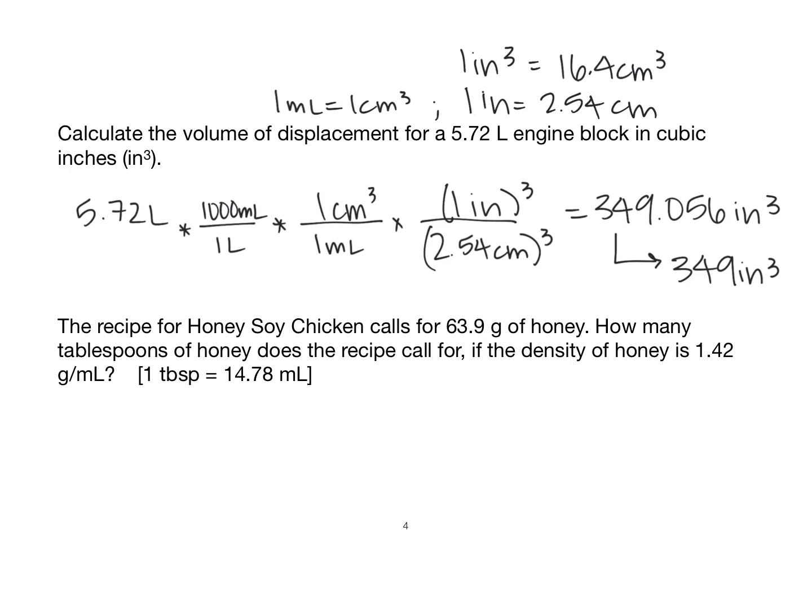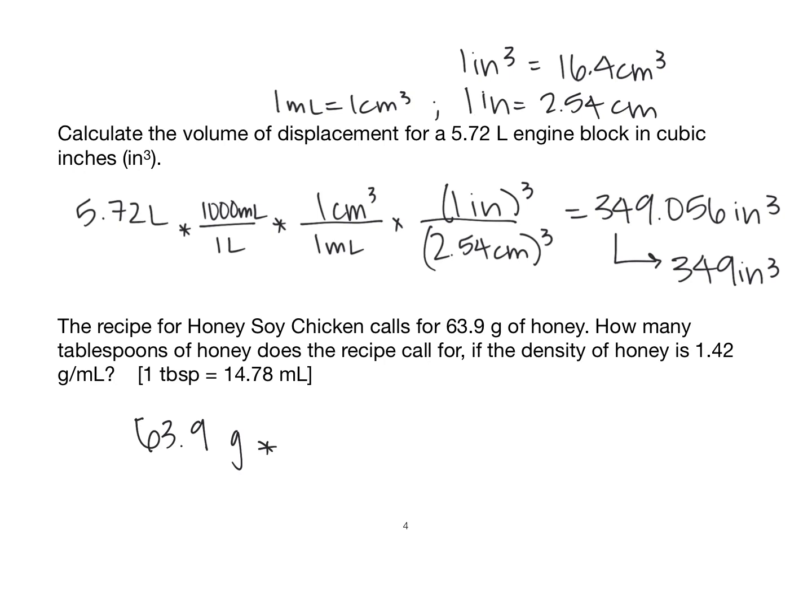The recipe for honey soy chicken that I like to make calls for 63.9 grams of honey. How many tablespoons of honey does the recipe call for if the density of honey is 1.42 grams per mil and 1 tablespoon equals 14.78 milliliters? So this is going to combine density and unit conversions. We're going to start with 63.9 grams, and I'm going to convert that into milliliters first, because we know that 1 tablespoon equals 14.78 milliliters.